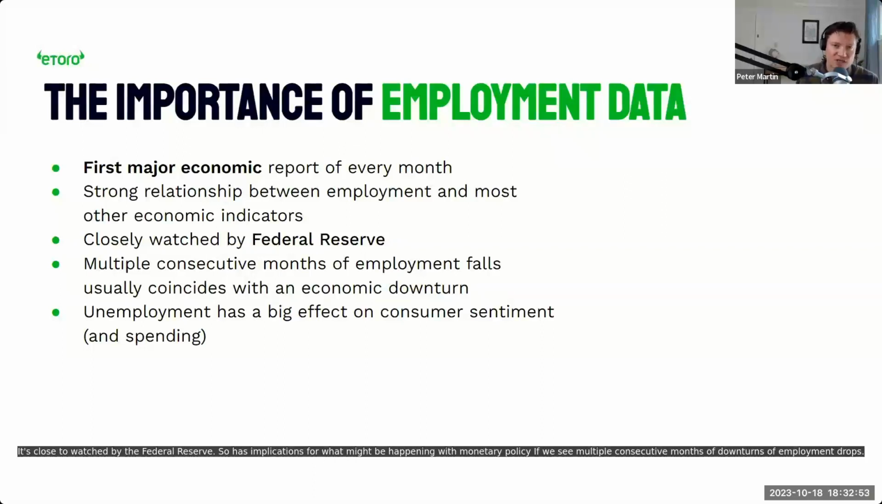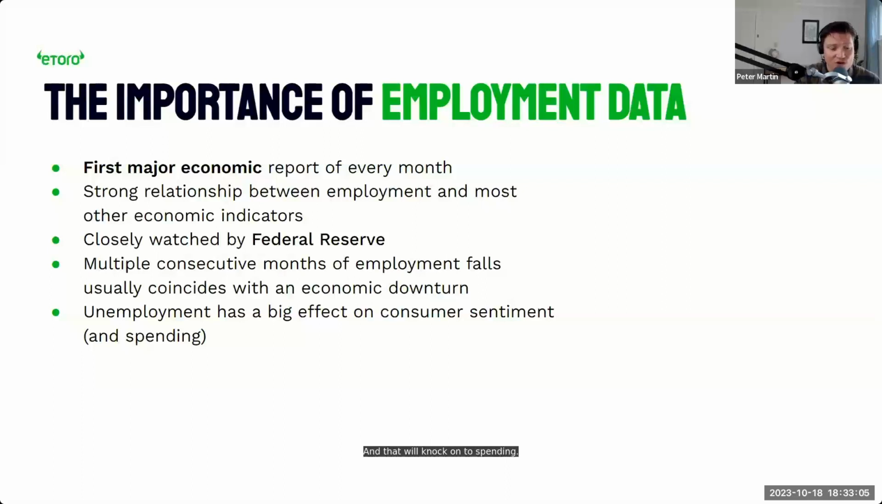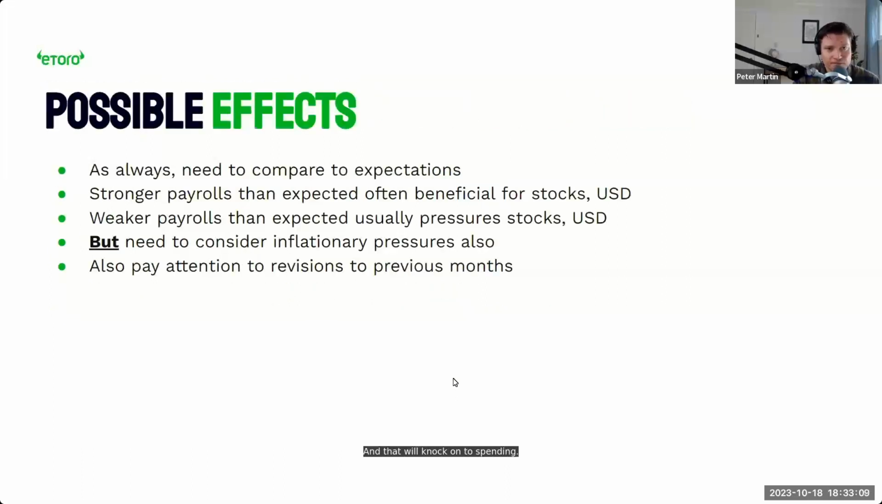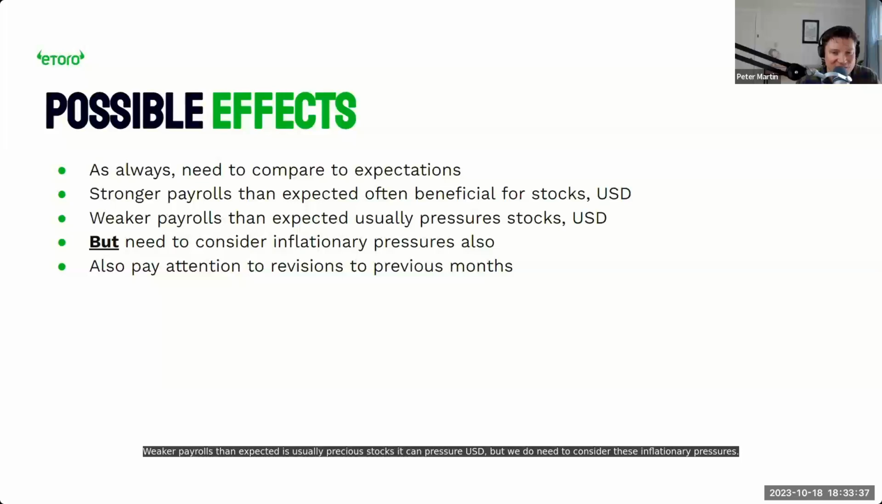If we see multiple consecutive months of employment drops, that usually coincides with an economic downturn. As we said before, unemployment has a big effect on consumer sentiment, and that will knock on to spending. It's a key idea that we always need to compare what we're seeing to expectations. So if it comes out stronger than expected, it can often be beneficial for stocks, and often beneficial for the US dollar. It usually increases expectations of a possible tightening of monetary policy, which is the effect on the US dollar. Weaker payrolls than expected usually pressure stocks.